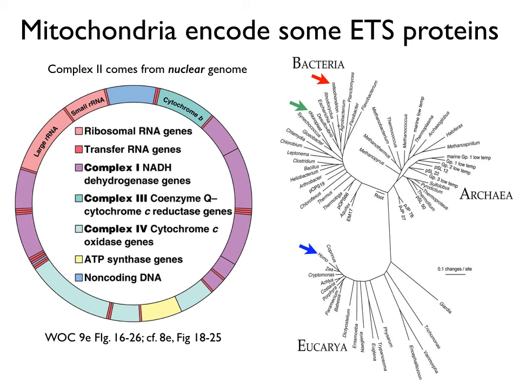This is a figure from World of the Cell which shows the circular piece of DNA which resides in mitochondria, and it encodes some of the proteins that are required for electron transport. Not surprisingly, if you compare the amino acid sequence of these proteins to similar proteins in bacteria, they are quite similar. So mitochondria encode some of their own electron transport system proteins, and the nuclear genome encodes the rest.